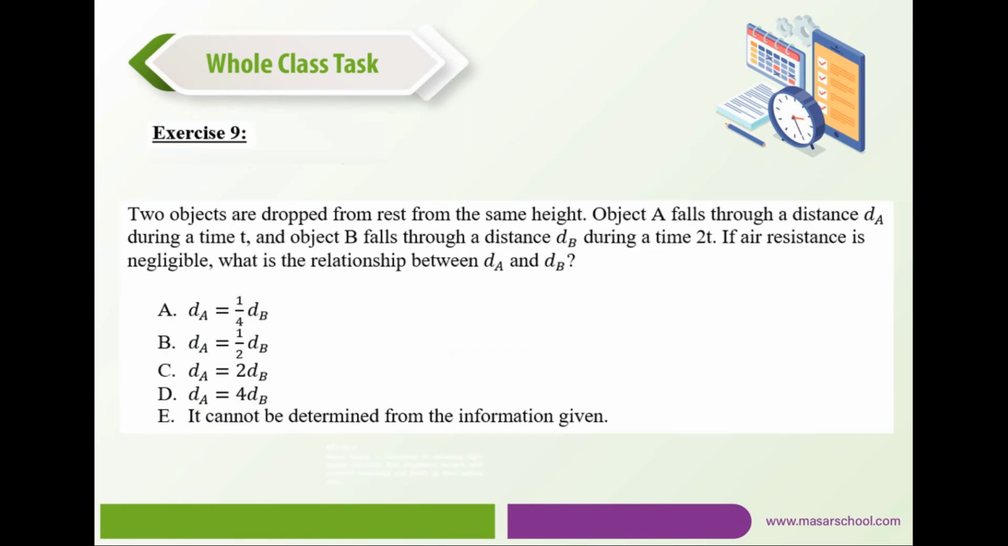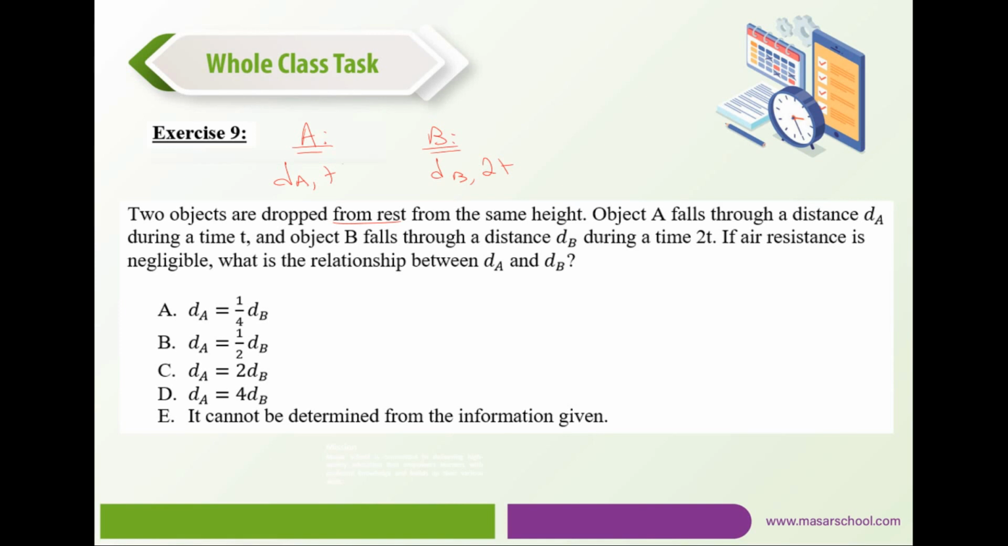Now two objects are dropped from rest from the same height. Object A falls through a distance dA during a time t. So let me say this is the object A. Okay, they are dropped from rest. Now, alright, so it's dA and t, and for object B it's given by dB and the double of t. Air resistance is negligible. We're in the case of a free fall with no initial velocity. What's the relationship between dA and dB?